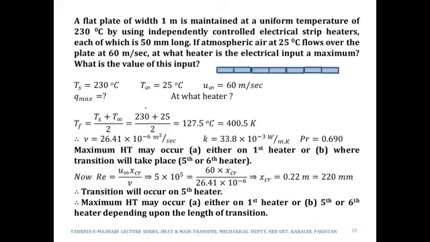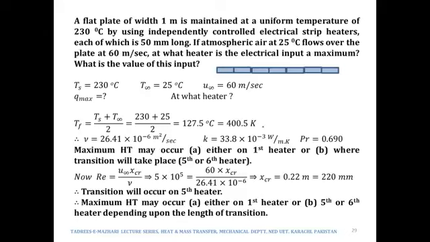Now after evaluating the properties at the mean film temperature, which is the average of Ts and T infinity, 400.5 Kelvin, so you may approximate it as 400 Kelvin. We now need to see where would maximum heat transfer occur. Now maximum heat transfer will occur, you may say, wherever there is maximum value of H.